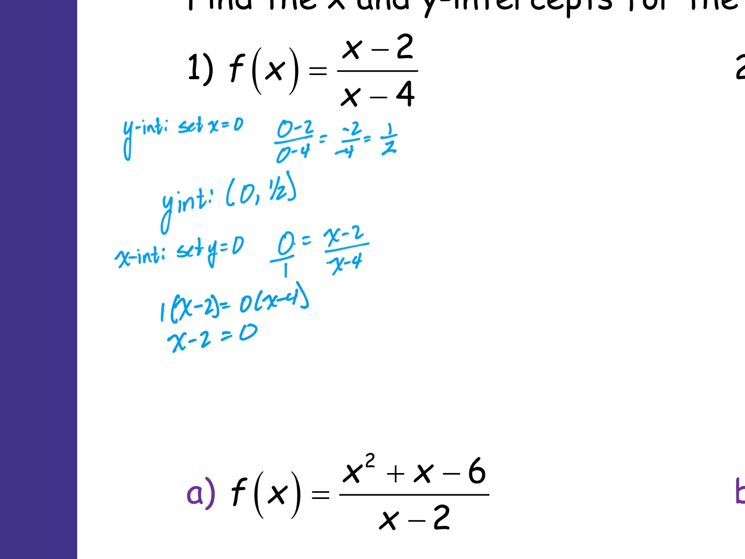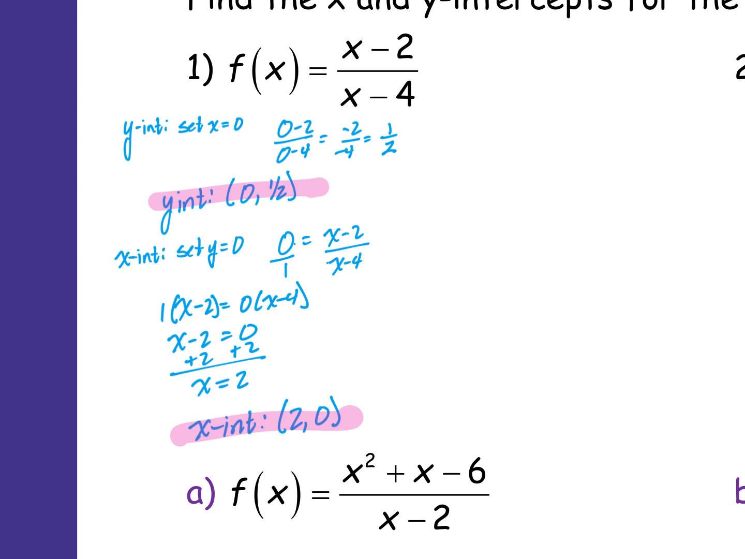So I just take my numerator and set it equal to 0. Does that make sense? I just skip that step if we know that, because I'm just multiplying by 0. So I'm going to add 2. So x equals 2, and my x-intercept is going to be 2, 0. I only have 1 this time. Which are here and here.